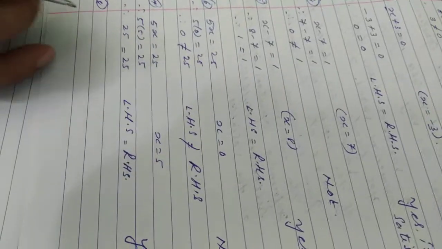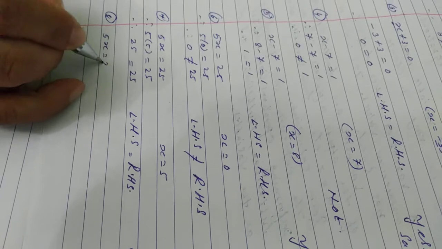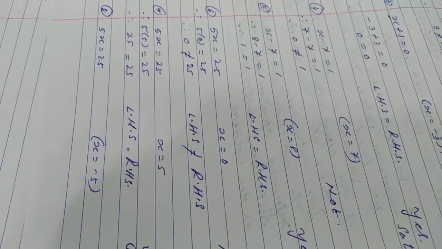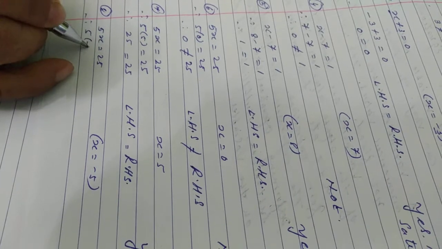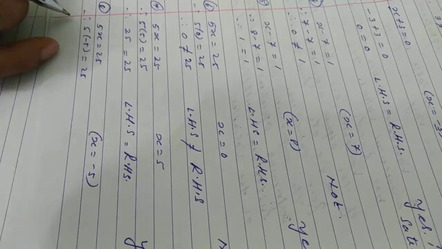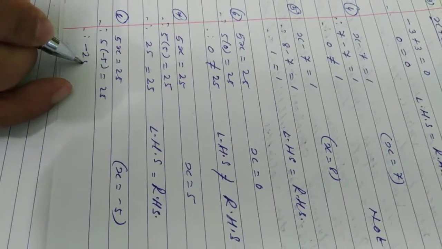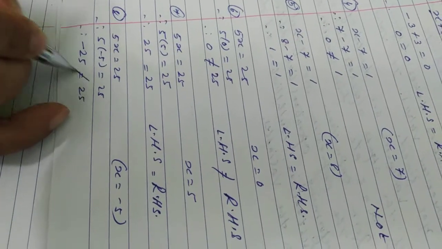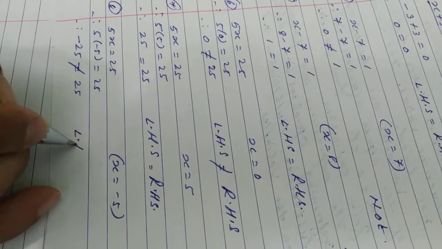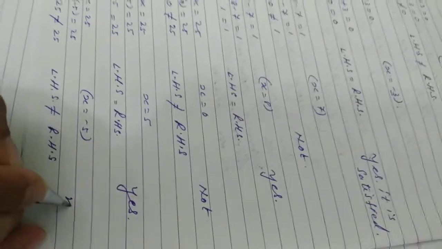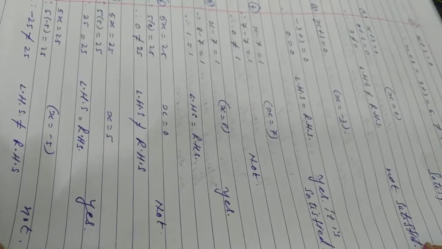Now 8. 5x is equal to 25. x is equal to minus 5. Again, therefore 5 times minus 5 is equal to 25. Now 5 fives are 25, but here we get a minus, right? Minus 25 is not equal to 25. So the left hand side is not equal to the right hand side, so not satisfied, right?